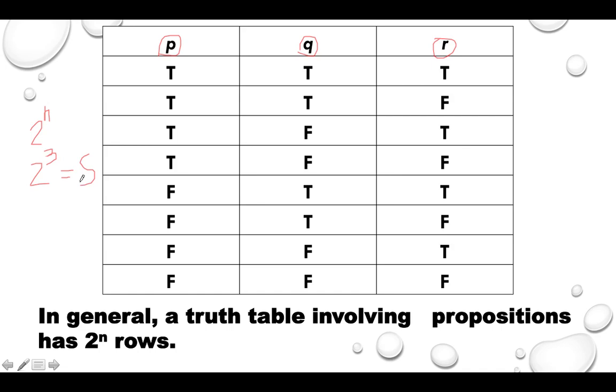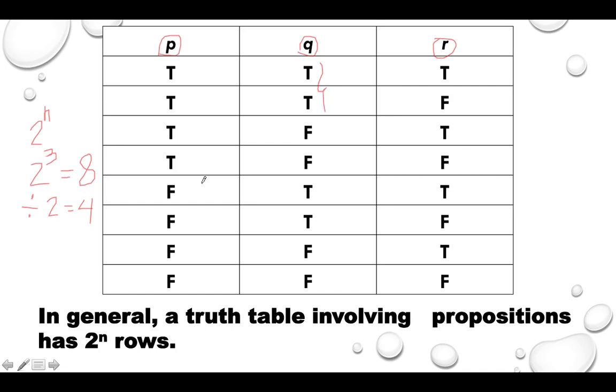Therefore, truth values in the truth table should be in a total of 8 rows. So we have 1, 2, 3, 4, 5, 6, 7, and 8. Then divide the total by 2 and you will get 4. Meaning to say, you have 4 true and 4 false. And for this one, you have alternate by 2 na naman.